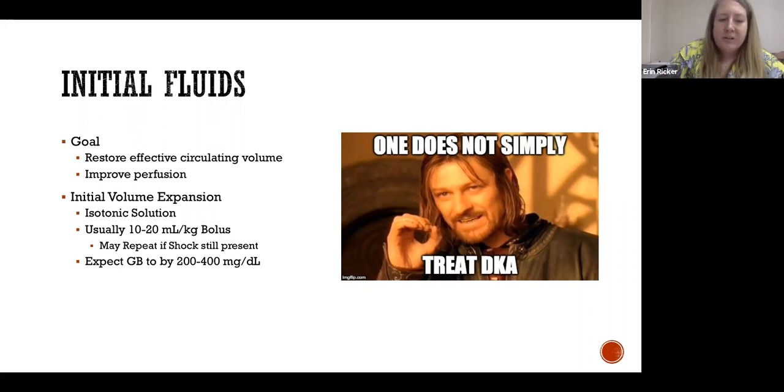Your initial bolus will often decrease your blood glucose by 200 to 400 milligrams per deciliter. So it's not uncommon to see some decrease in blood glucose with just simple fluid resuscitation. Again, you're not trying to correct their fluid deficit immediately. You're just trying to get enough so that you're able to restore good perfusion to your tissues.